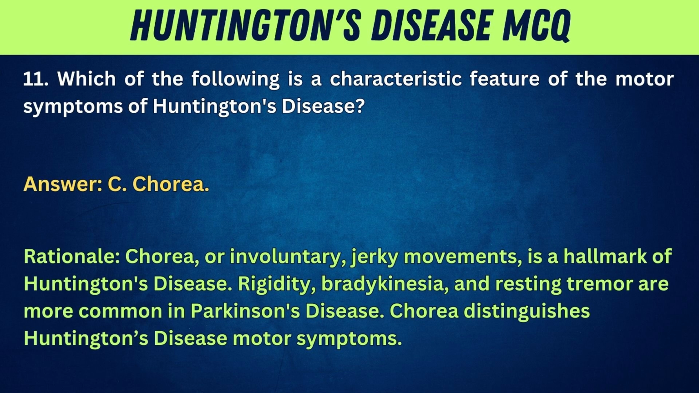Chorea. Rationale: chorea, or involuntary, jerky movements, is a hallmark of Huntington's disease. Rigidity, bradykinesia, and resting tremor are more common in Parkinson's disease. Chorea distinguishes Huntington's disease motor symptoms.